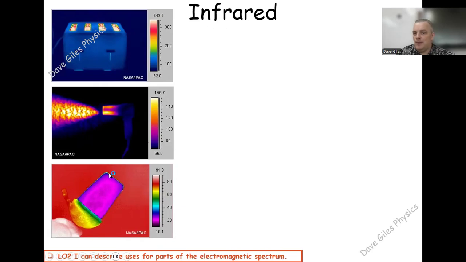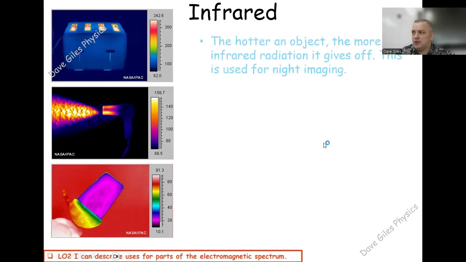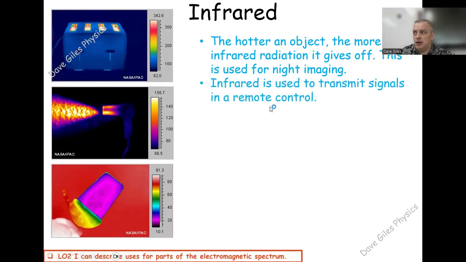This is an ice lolly. So you can see the center of it is very, very cold, as you'd expect. So the hotter an object, the more infrared radiation it gives off, which is used for night imaging. It's used to transmit signals in remote controls as well.